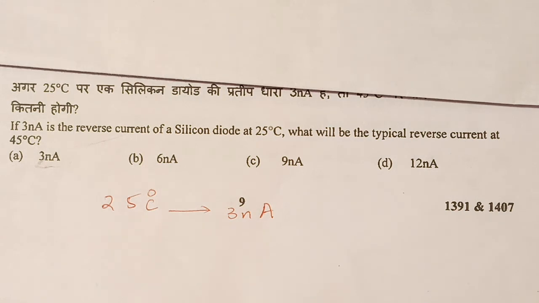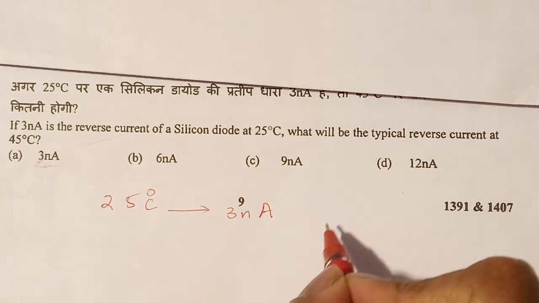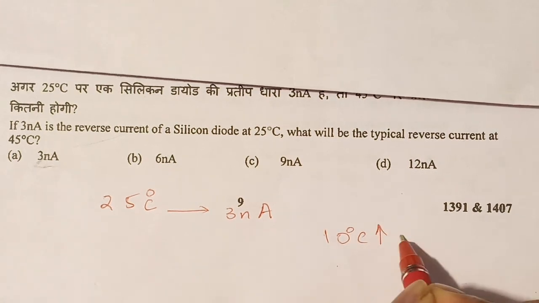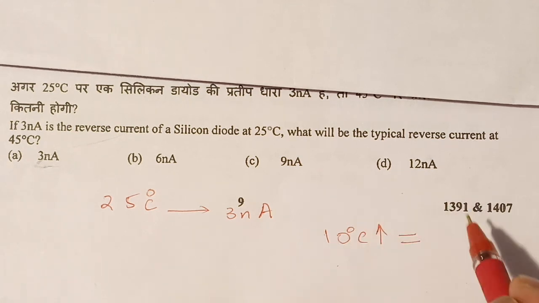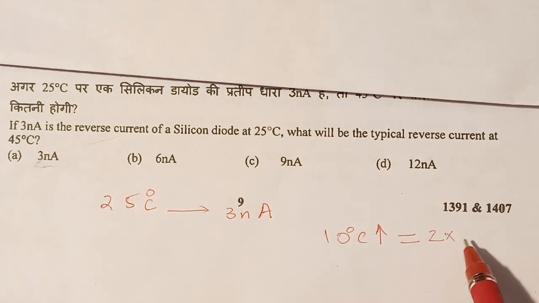Now, what is the relation between the temperature and the reverse saturation current of a diode? Whenever the temperature increases by 10 degrees Celsius, the reverse current doubles. That is, we can make it as 2x.